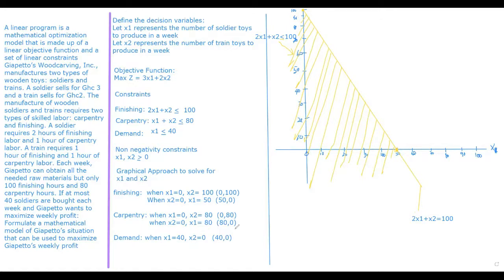So let's move on to the carpentry. Let's change the color to pink. Okay. So when x1 is 0, s2 is 80, so it will be on the s2 axis, here. Then when s2 is 0, x1 is 80, so it will be here on the x1 axis.